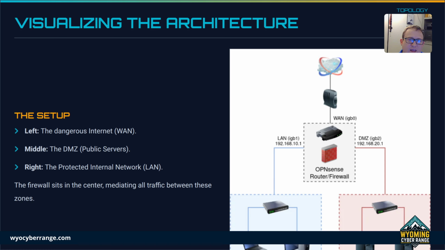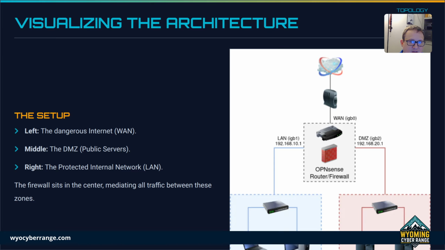So, looking at this topology diagram, on the top we notice we have a WAN. This is where the internet connection comes into the modem. In the center is our OPNsense firewall. It acts as our traffic cop. To the left, we have LAN, which is the 192.168.10.x secure and private network. And to the right, we have our DMZ, which is our 192.168.20.x. It's isolated. Notice how the firewall mediates every single conversation between these zones.